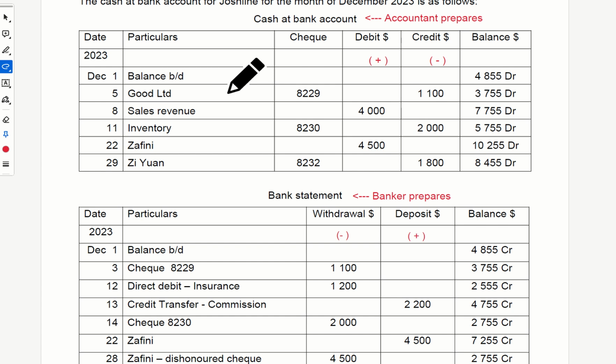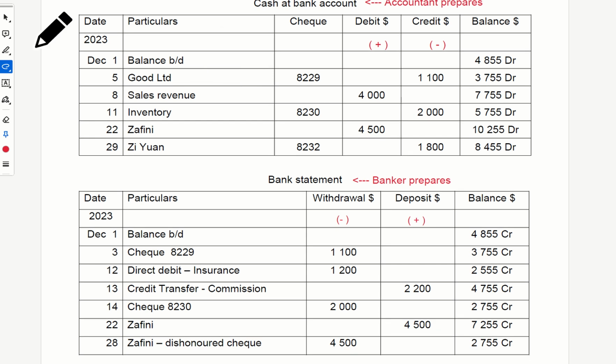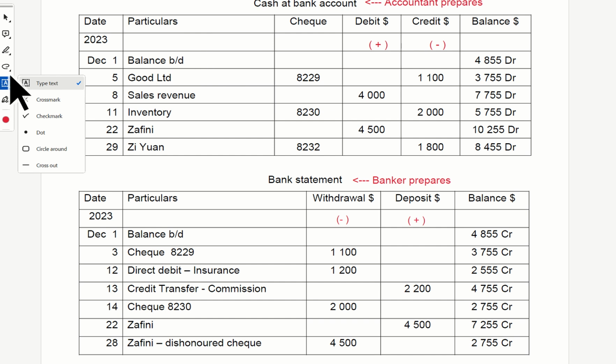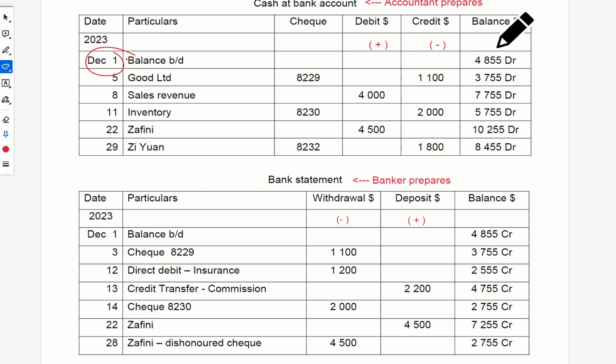So A, agree opening balances. Opening balances means the balance brought down. I'm going to agree the opening balance of the cash at bank on December 1st, which is 4855. If I take a look at the bank statement, the opening is also 4855. Since these two are the same, I will put a tick beside both numbers. The tick tells me that both have been agreed. Both of them are the same.